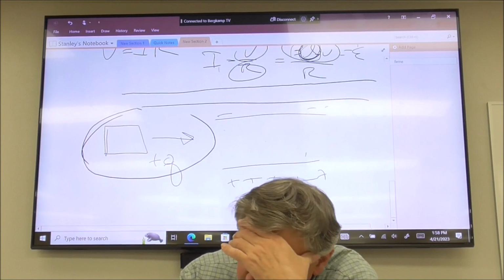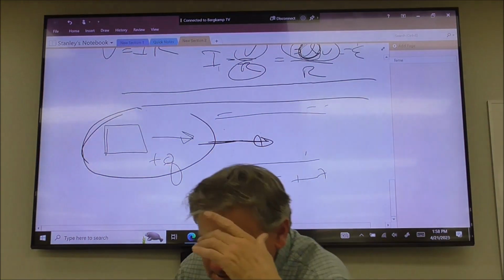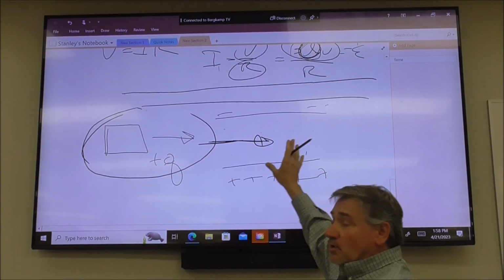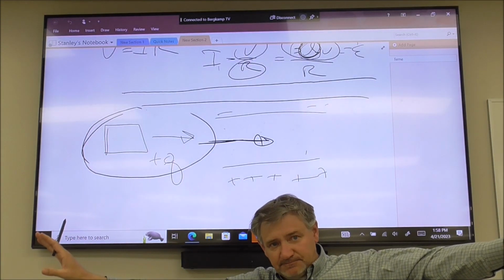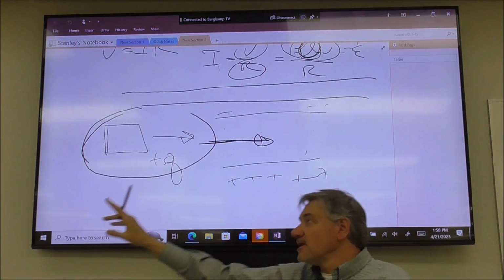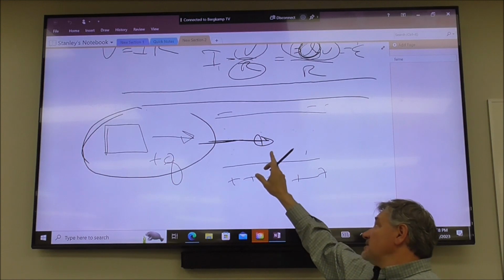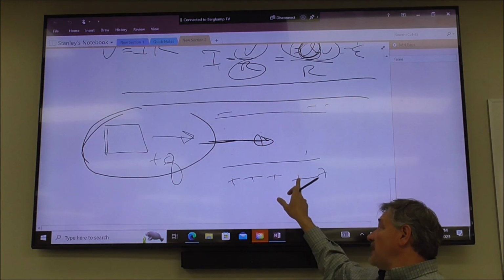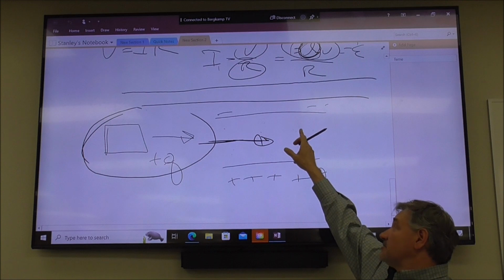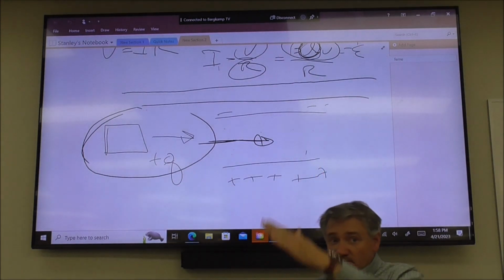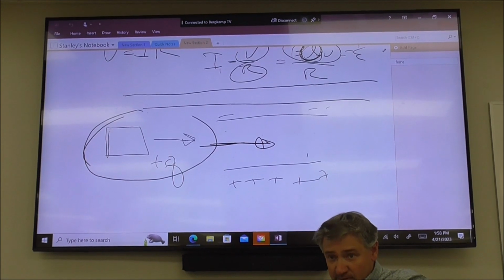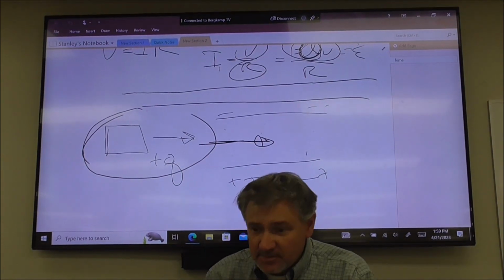So let's say that you're sending that positive charge in between. Do not worry about the magnetic field. You have a positive charge in between this positively charged plate and that negatively charged plate. What's it going to do? Go towards the top or go towards the bottom? Top, it's gonna go towards the top.